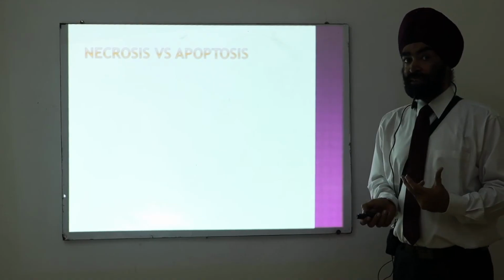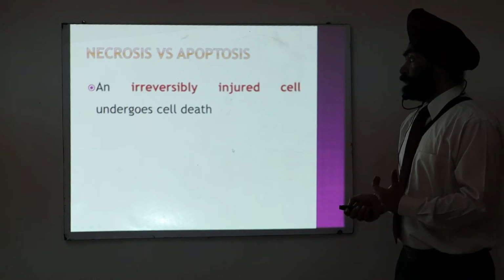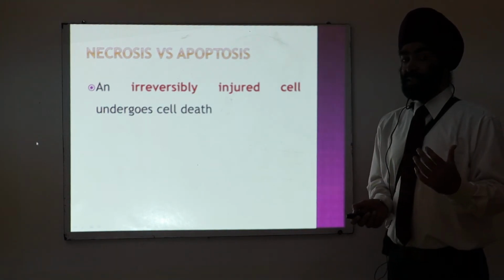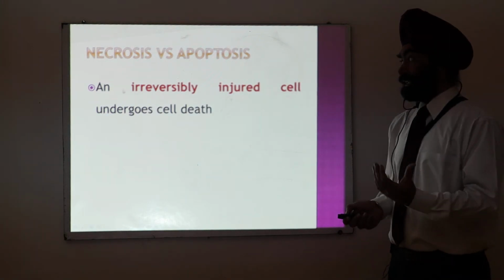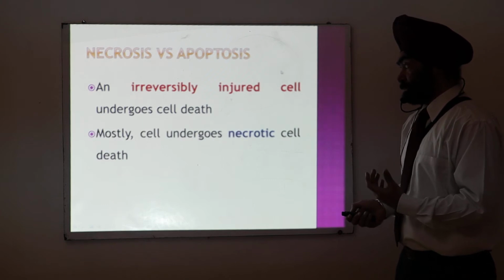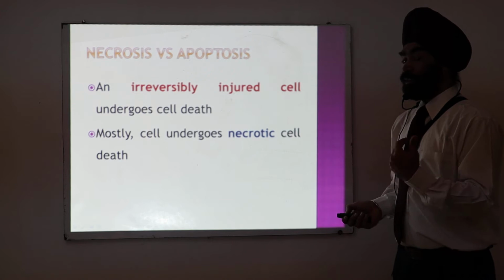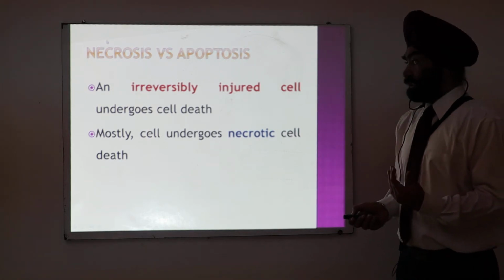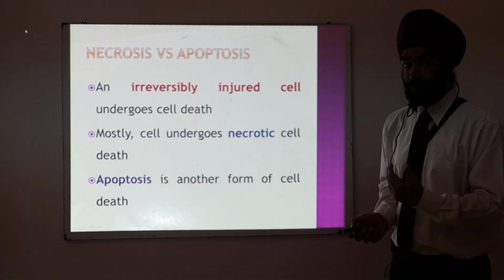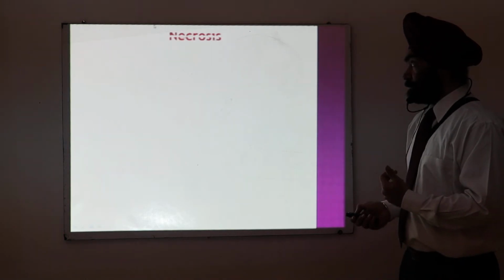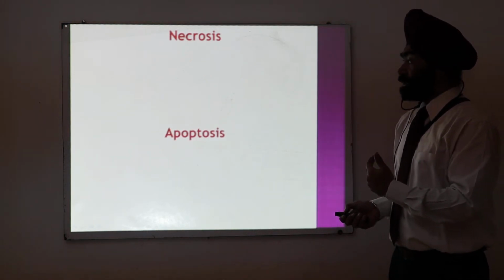There are two kinds of cell death. One is called necrosis and the second is called apoptosis. As I told, an irreversibly injured cell has no other option. The only option left for it is that it is going to die. That is cell death. Most of the time we discuss that a cell undergoes necrotic cell death, which is a very common form of cell death. But it is not the only kind. There is another kind of cell death which is called apoptosis. So I will just discuss the key points of necrosis and apoptosis.